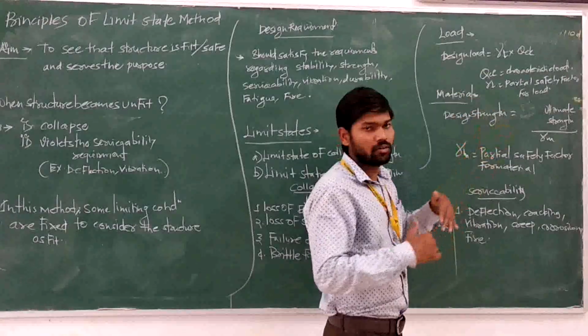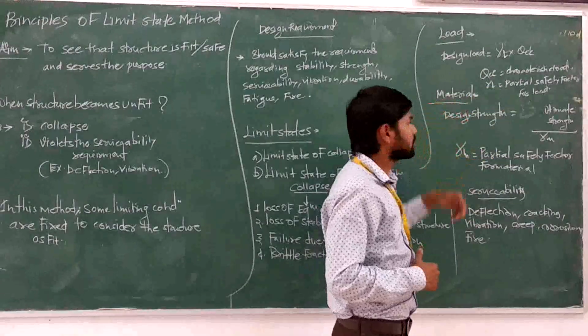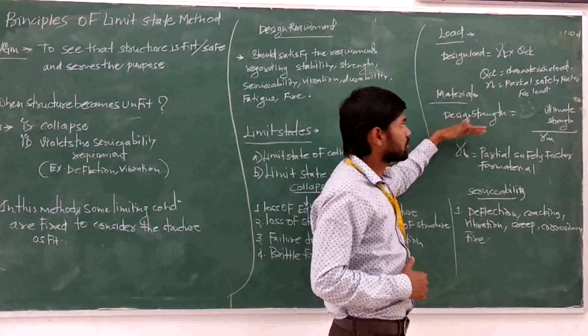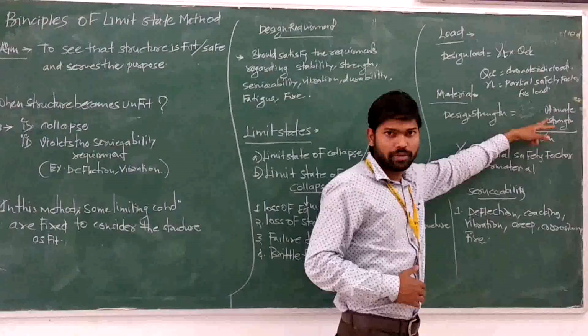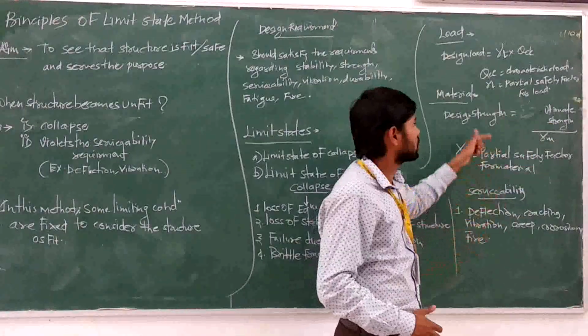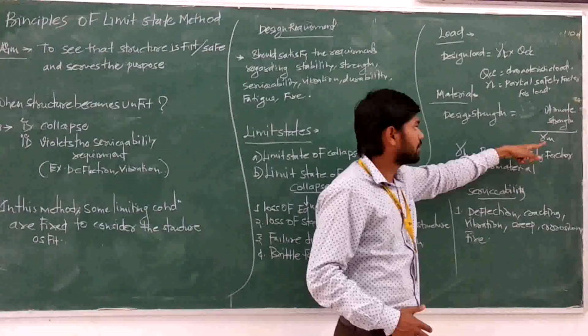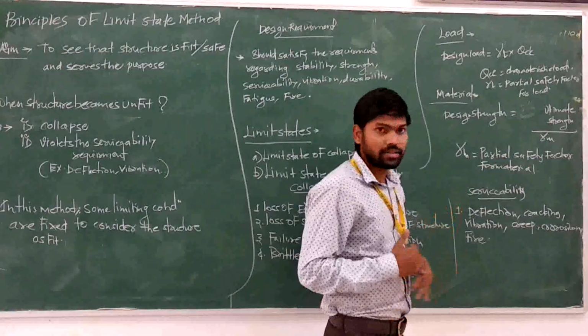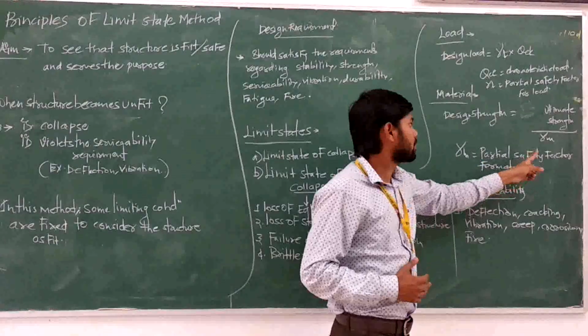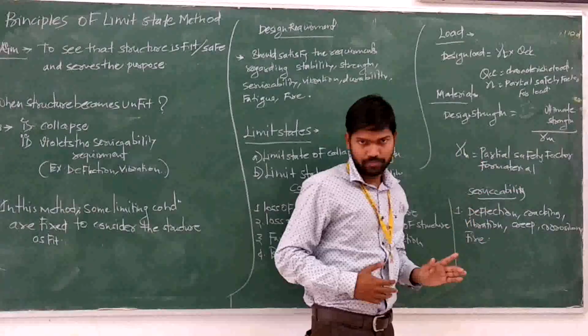Now, how to consider the load is done. Second is the material. In the same manner, design strength is taken as the ultimate strength of the material, or the ultimate strength of the steel, because we are going to design a steel structure, divided by gamma M. So what is gamma M? Gamma M is the partial safety factor for the material.